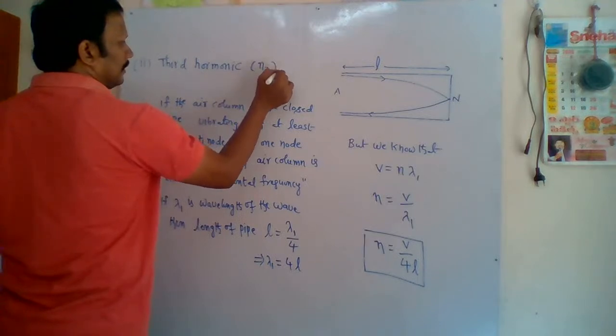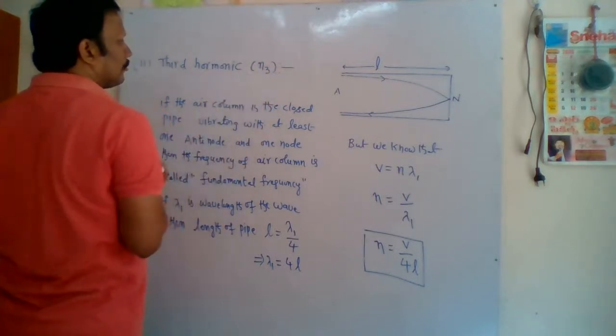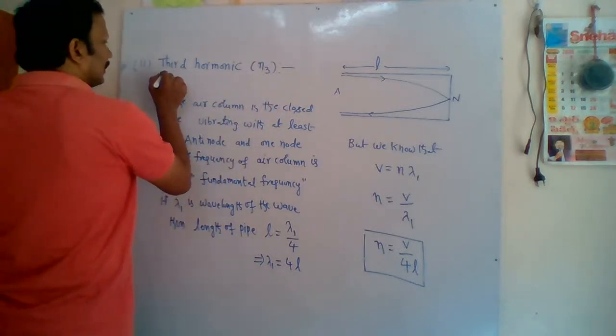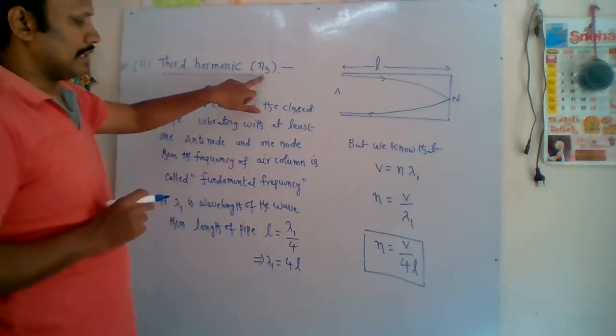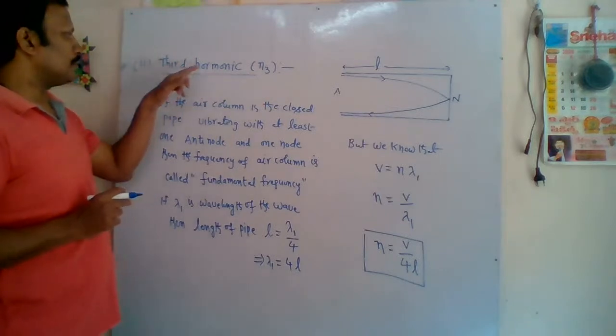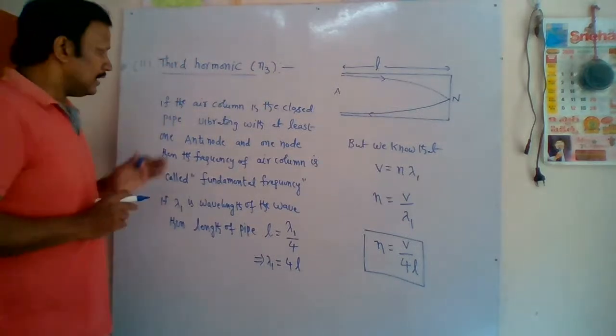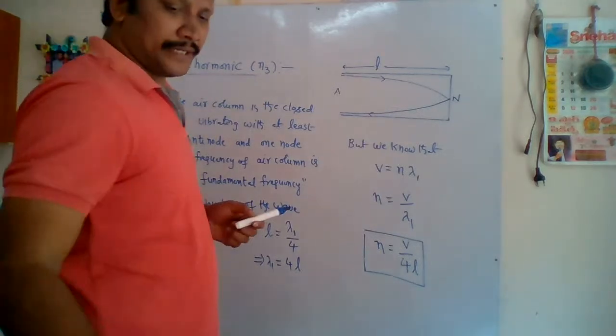N3: fundamental frequency or first harmonic, and third harmonic means N3. Whatever number is here, that is what comes. Here 3 is nothing but the third harmonic. Okay? Now in this situation, what is the diagram?